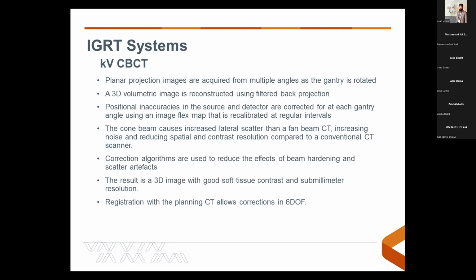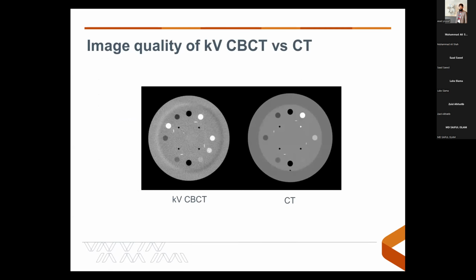And registration with the planning CT allows corrections at 6 degrees of freedom, and you can also use registration to soft tissues such as the prostate or bladder, for example. Just to show you the difference in noise, this is a CT fan on the left and on the right a KV CBCT. So you see there's a lot higher noise in the CBCT compared to the CT because of that cone beam.